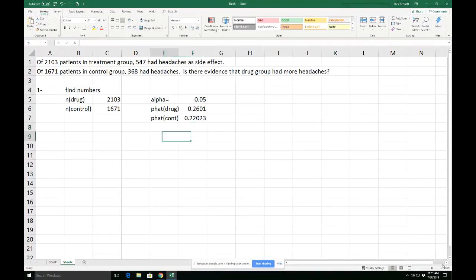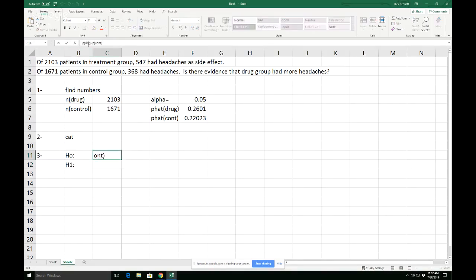Okay? All right. Step number 2, categorical, because we're dealing with proportion, headache or no headache, right? Okay, it's categorical. Step number 3, the null, and the alternative. The null is that p of the drug is equal to p of the control.